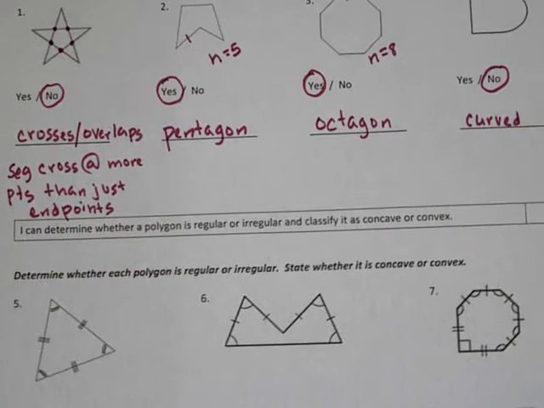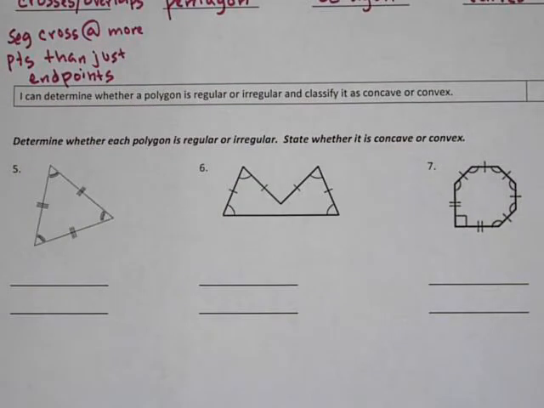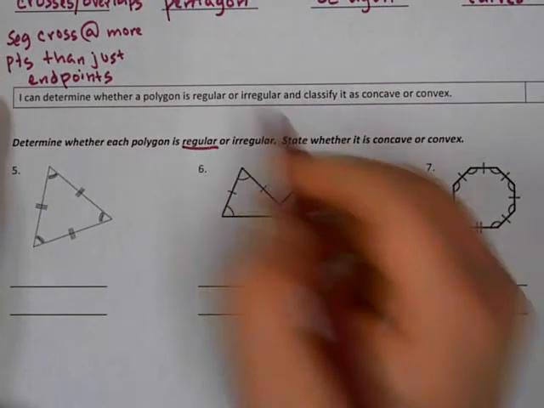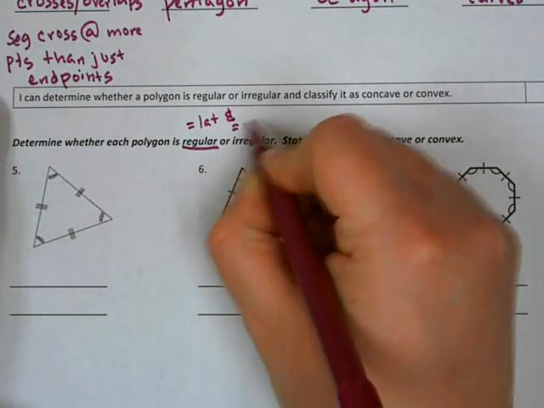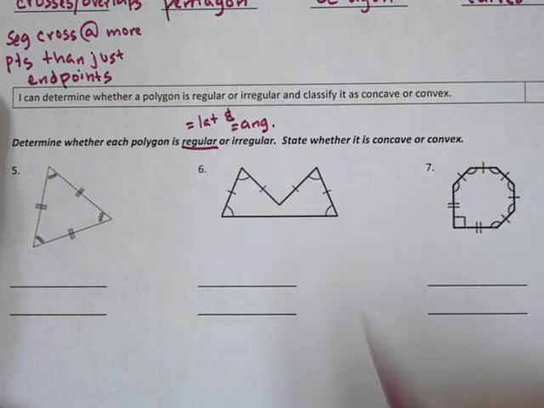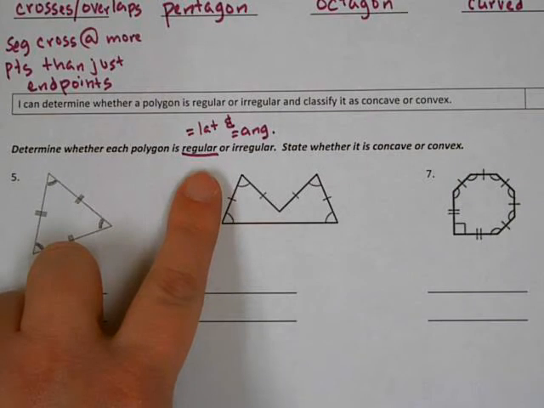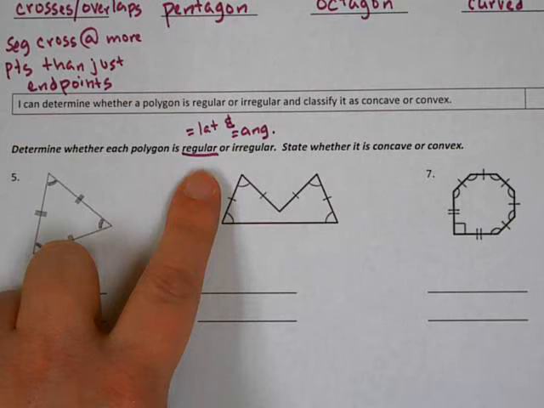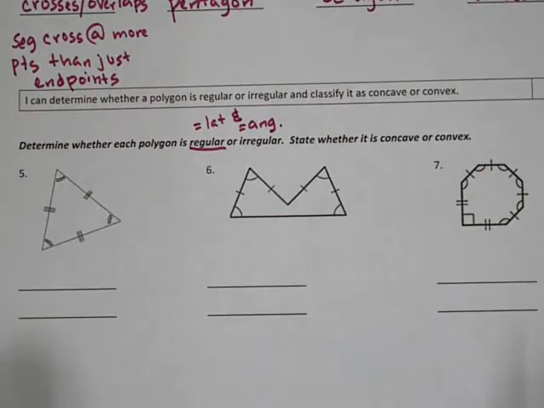All right, moving on, we're going to determine whether the polygon is regular or irregular and state whether it is concave or convex. Well, we have to remember that a regular polygon means that it is equilateral and equiangular, meaning all the sides and all the angles are congruent. And we also have to remember that if a polygon is regular, then we know that it is going to be convex. All right, so those two always go together.